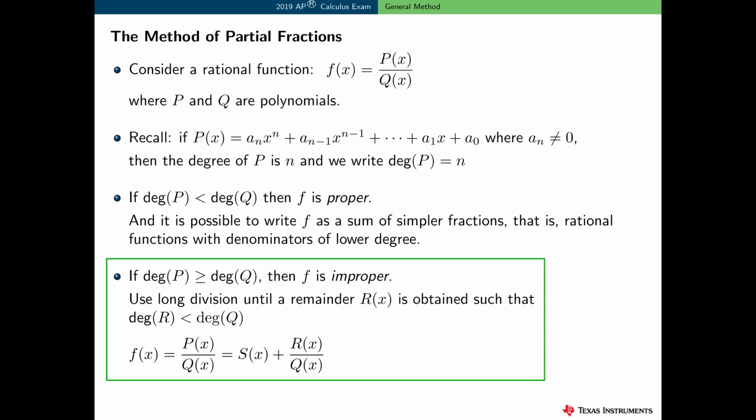If the degree of p is greater than or equal to the degree of q, then f is improper. In this case, we divide q into p using long division, until a remainder r of x is obtained, such that the degree of r is less than the degree of q, where s and r are polynomials. And sometimes this preliminary step of long division is all that's necessary to complete an integration problem.